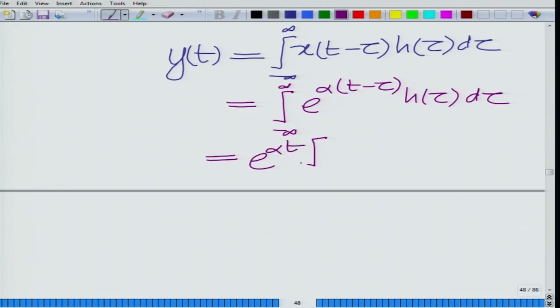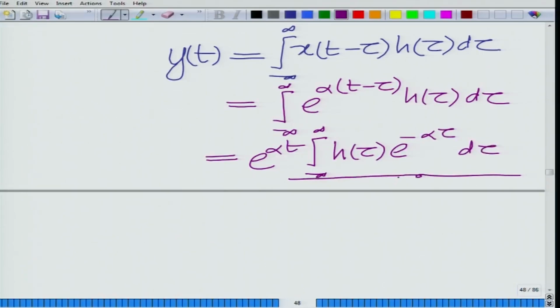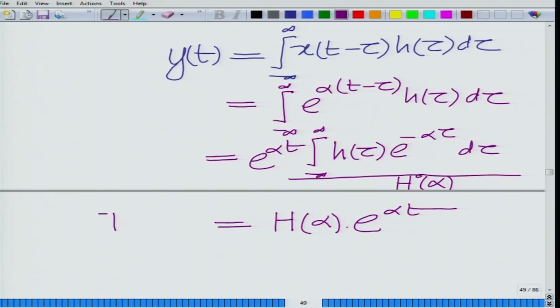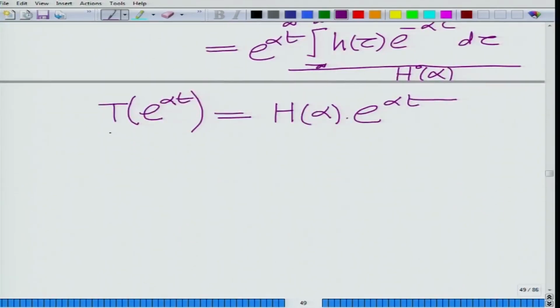So, this is e power alpha t times the integral from minus infinity to infinity of h(tau) e power minus alpha tau d tau. Now, if you denote this integral by capital H of alpha, it depends only on the impulse response h(t) and the constant alpha. So, this is H(alpha) times e power alpha t. So, what you are able to show is that when the input is e power alpha t, the output is simply a scaled version.